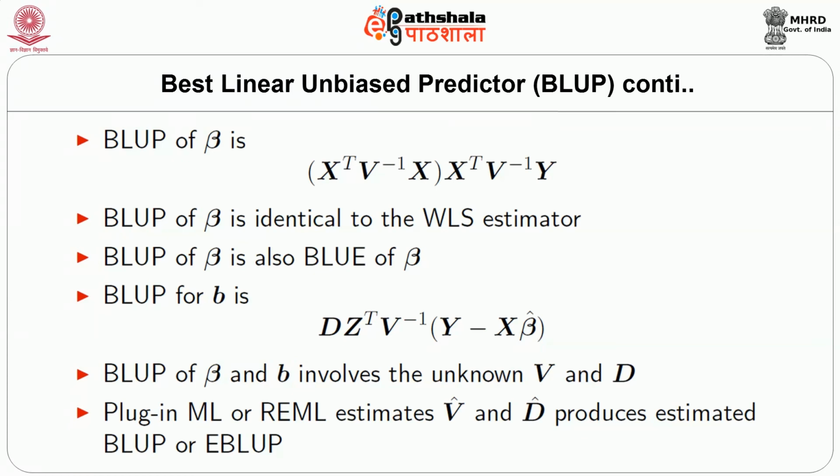Now, the BLUP of beta and b involves the unknown V and D. So, what we can do is take the ML or REML estimates V hat and D hat, and then plug in. So now the BLUP of b becomes D hat Z transpose V hat inverse (Y minus X beta hat), and this becomes what is called the estimated BLUP or EBLUP.